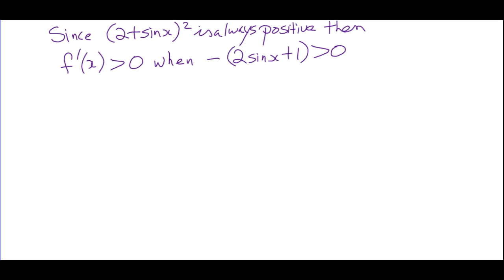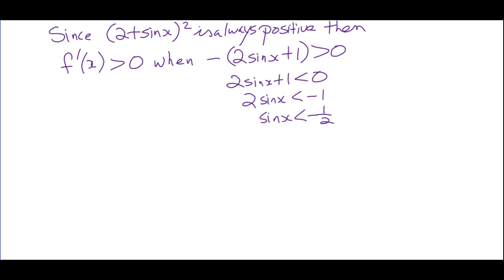Okay, so I want f prime of x to be greater than 0. Those will be my intervals of increase. That's going to happen when the negative of 2 sine x plus 1 is greater than 0, which means that 2 sine x plus 1 has to be less than 0, because you're taking a negative of a negative. Or just multiply both sides by negative 1, which reverses the inequality. So 2 sine x is less than negative 1, and sine x is less than negative 1/2.